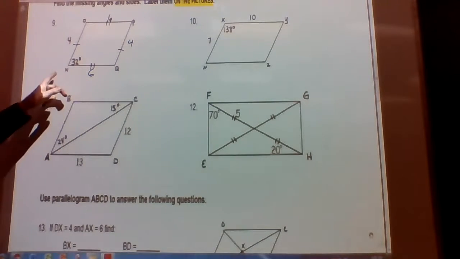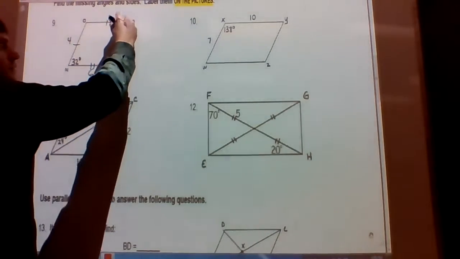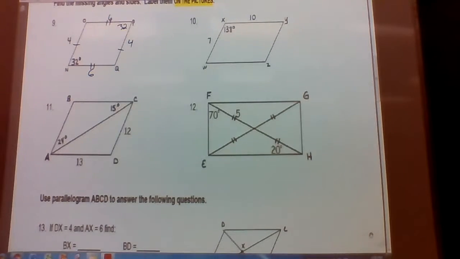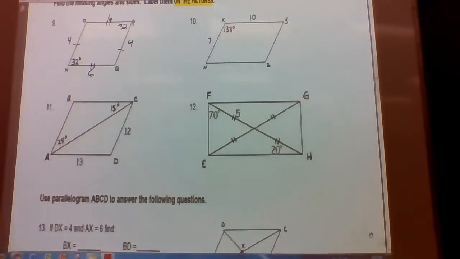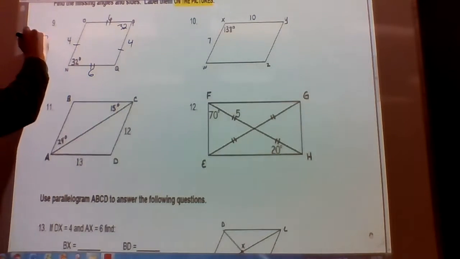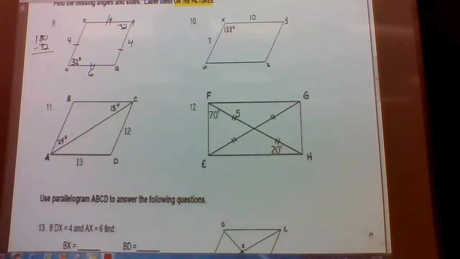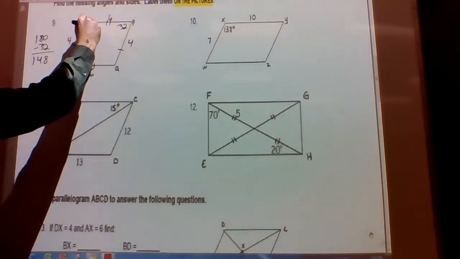Angle N and angle P are opposite each other, and we know in a parallelogram, opposite angles are congruent. So angle P is going to be 32. Angle N and angle O are right next to each other. They're consecutive angles, so they're supplementary and add up to 180. So we can do 180 minus 32, which gives us 148.